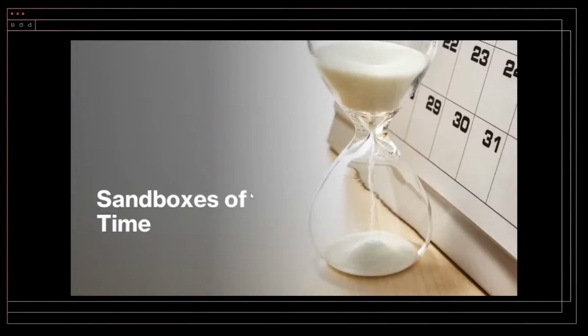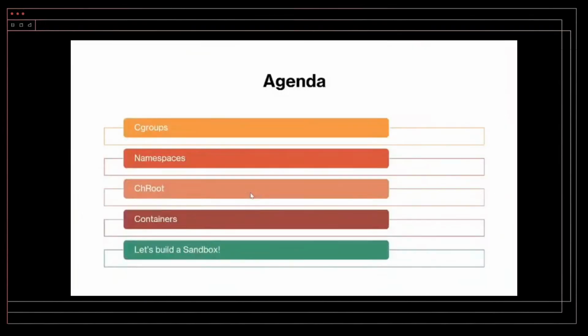As the name suggests, sandboxes of time, we'll be talking about sandboxing, which is done through containers. But how do we reach there? For that, we have an agenda. We'll talk about C groups. We're not doing a deep dive specifically in C groups or namespaces. It's just a segue for us to reach containers.